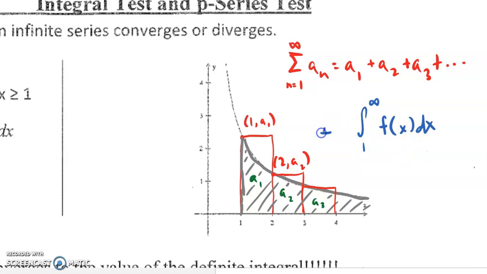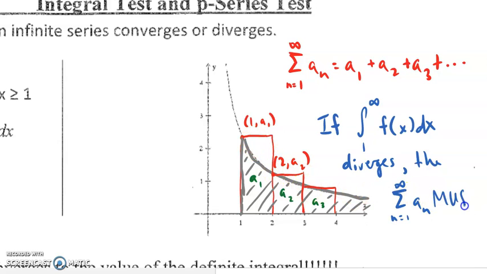So if this shaded region diverges to infinity, then the series, which is bigger, it's an overestimate of the area, must diverge as well, because it's bigger than infinity. So it's another infinity, must diverge as well.